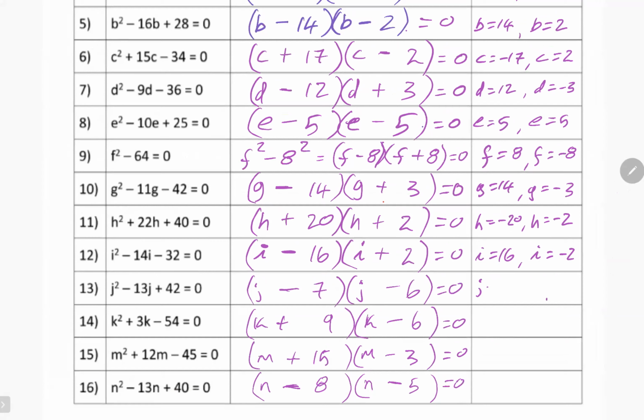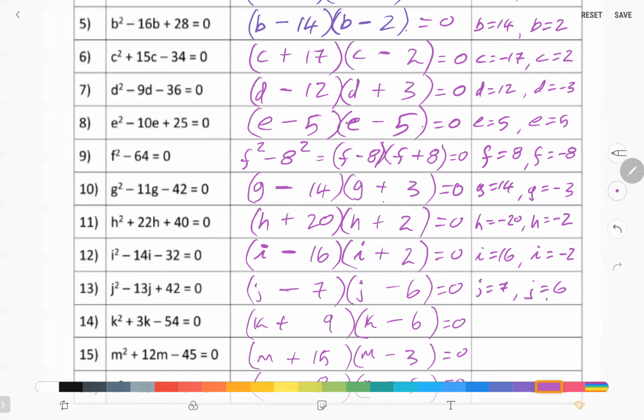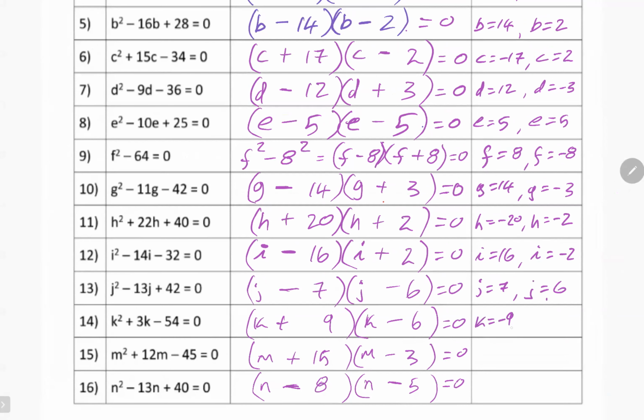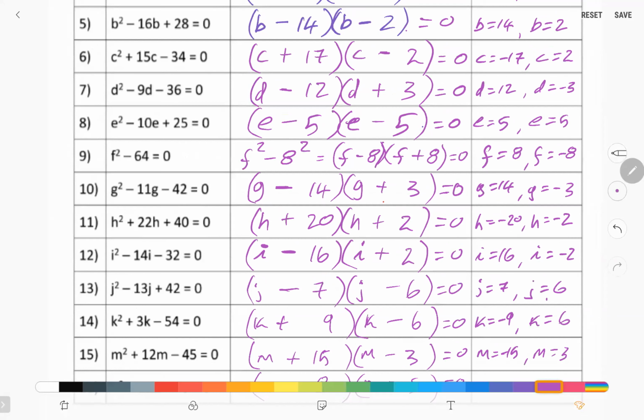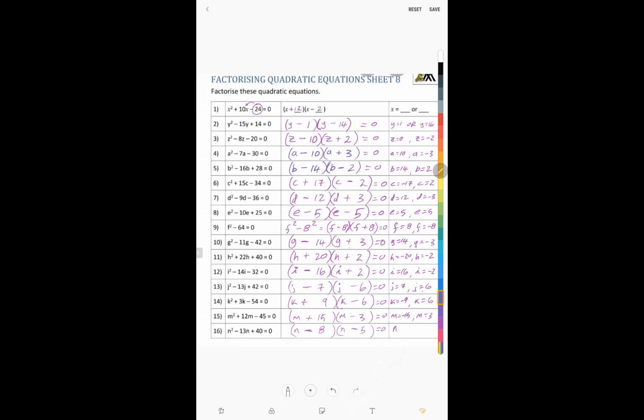Next one, j equals 7 or j equals 6. k equals -9 or k equals 6. m equals -15 or m equals 3. And then down here, n equals 8 or n equals 5. Those will be your answers.